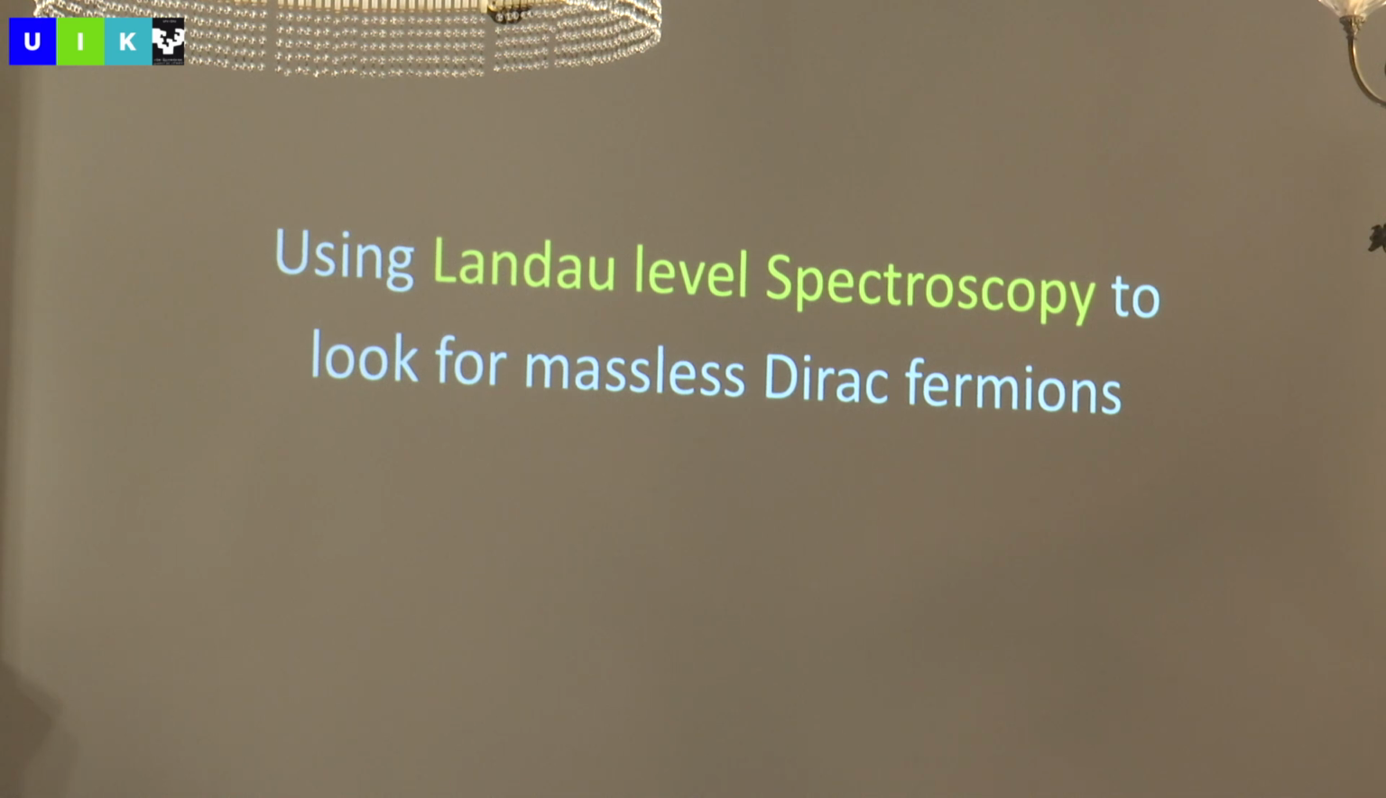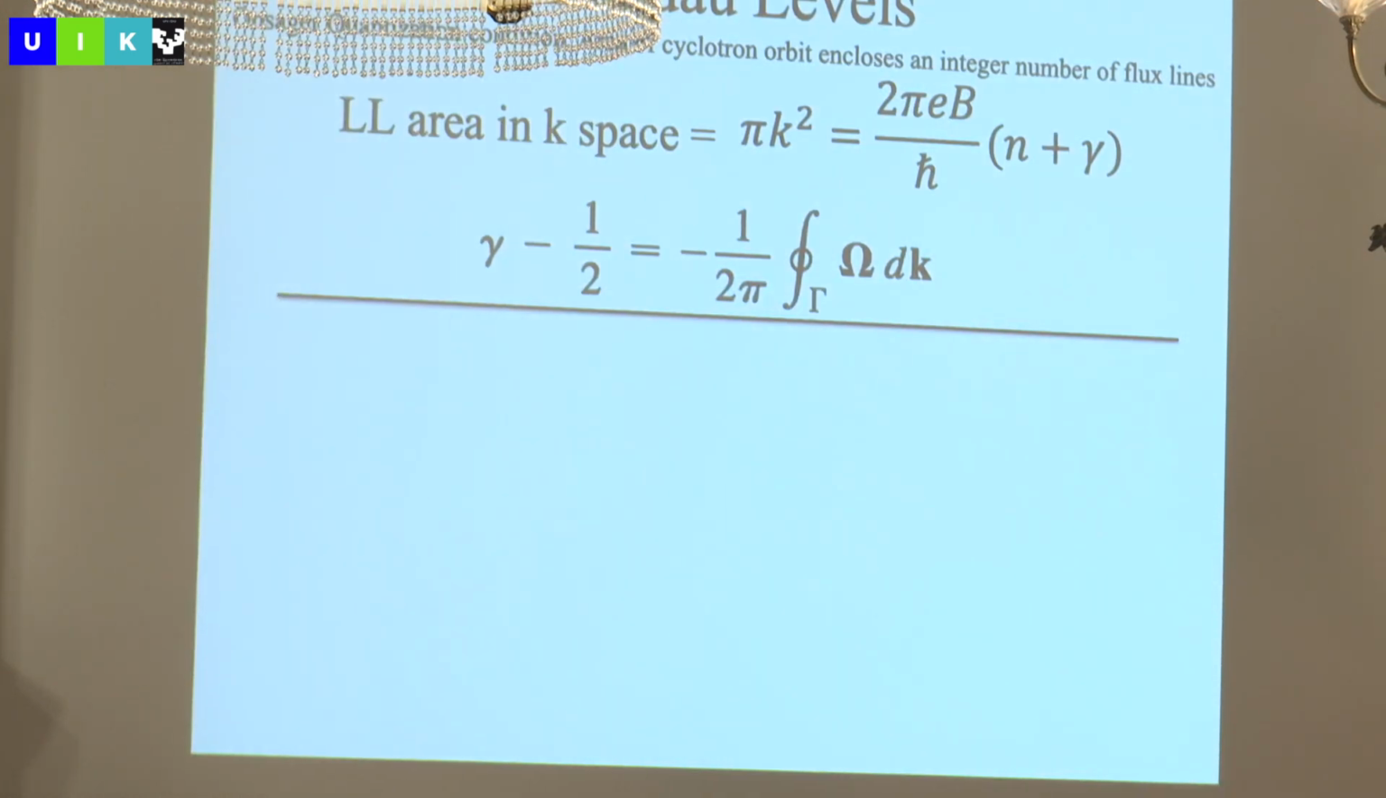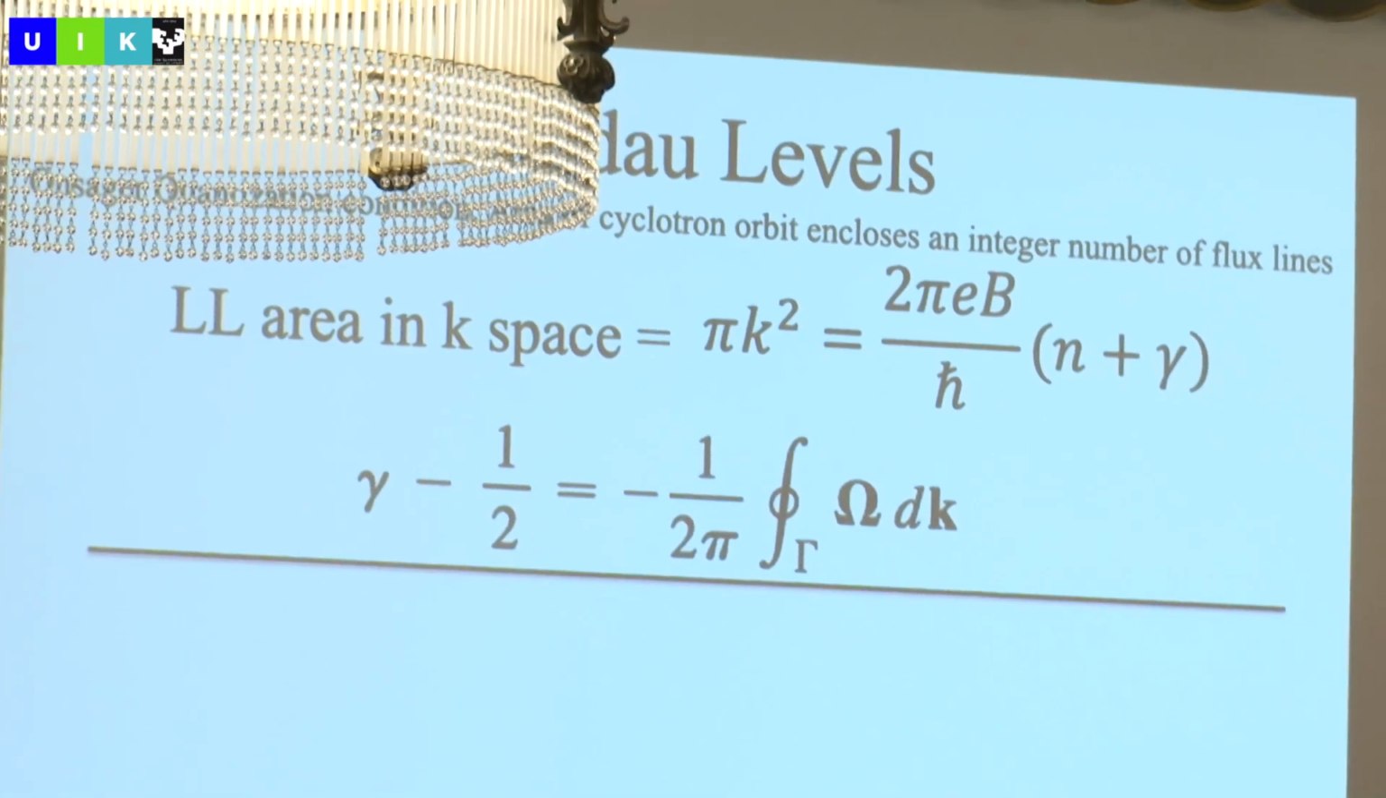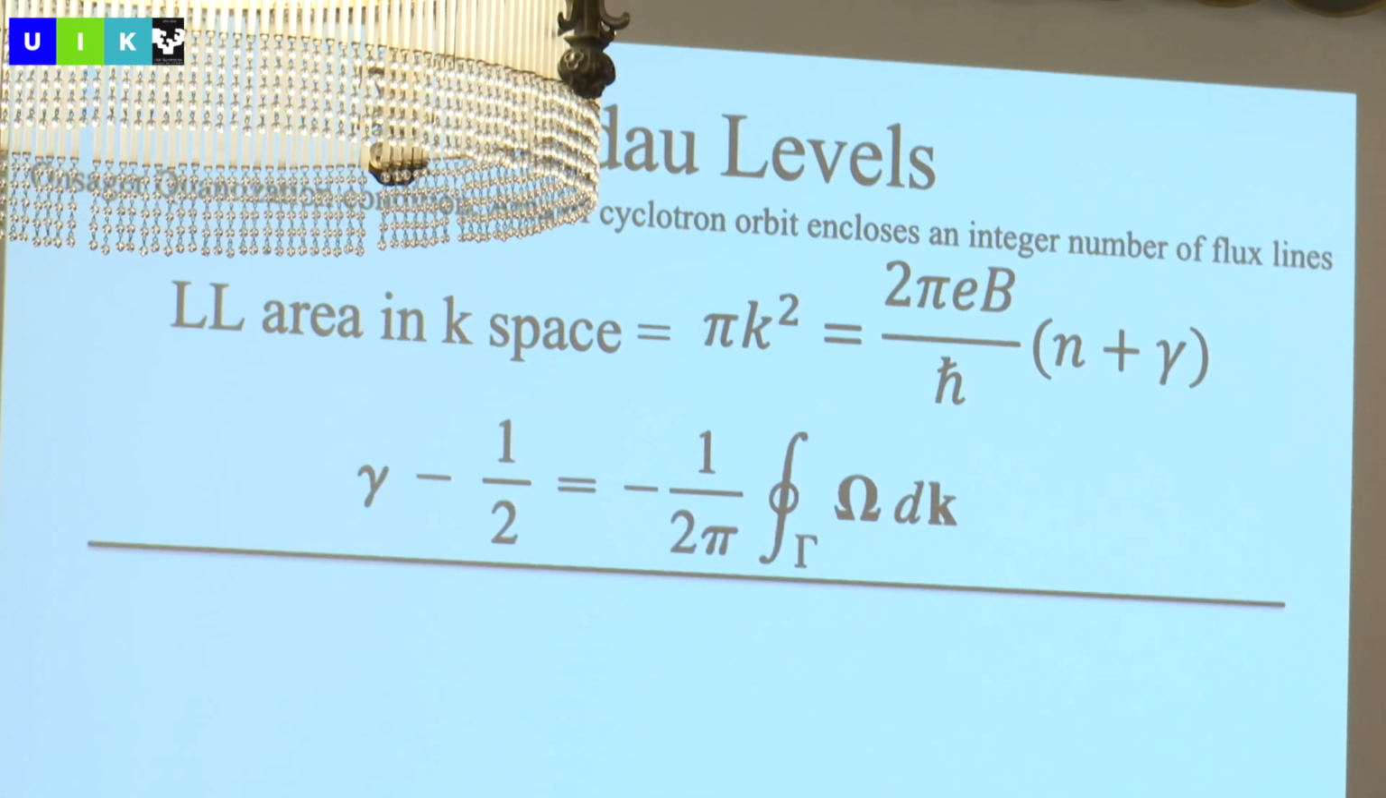Okay, so let's say you turn on a magnetic field. Oh, this doesn't work. Okay. You turn on a magnetic field, and you're all familiar with this. You can figure out the effect of a magnetic field on electrons by taking a semi-classical approach, which is the Onsager quantization condition. So the condition is that in real space, the area of the cyclotron orbit encloses an integer number of flux lines, right? So you can go from an area in real space to an area in momentum space quite easily using the magnetic length.